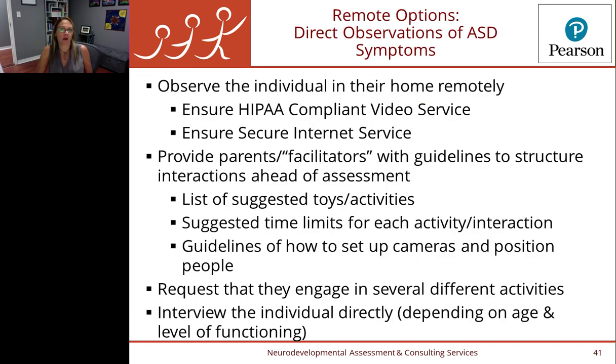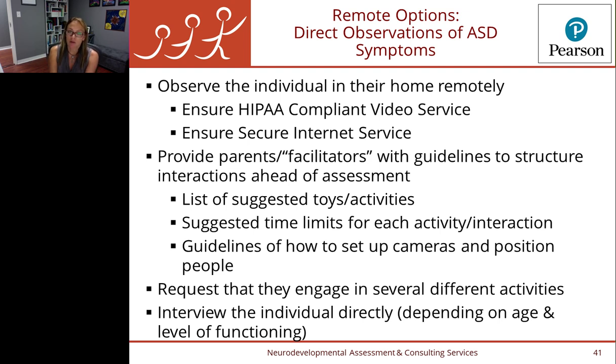And now what do you do about autism symptomatology? So let's start with remote options. You want to obviously have a HIPAA compliant telehealth service. So whatever is your preference that's HIPAA compliant. You want to give as many instructions to the parents or whoever is in the home, the facilitator, if you will, with the individual. You might even send a staff person to the home, depending on safety, depending on where you live, if that's even an option. But the facilitator can be a parent or caregiver. Just ahead of time, give them as many instructions as you can.